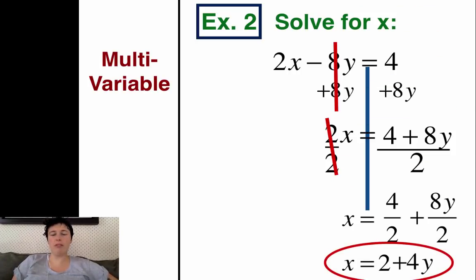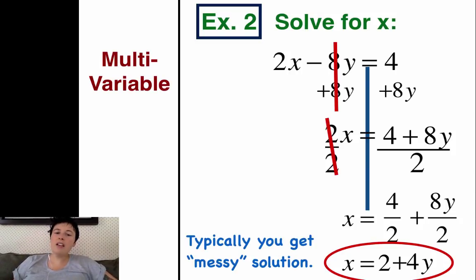X equals 2 plus 4y. That's our solution for x. So with multivariable equations, typically you get really messy solutions. You get messy answers. They don't turn out to be a nice number like x equals 5. They can, but a lot of times they don't. So I call that a messy solution. X equals 2 plus 4y. It looks messy to me.